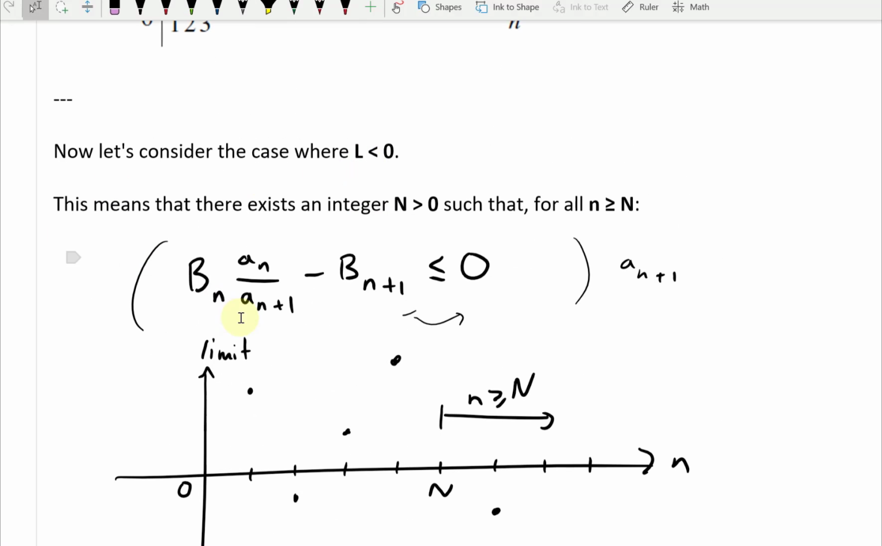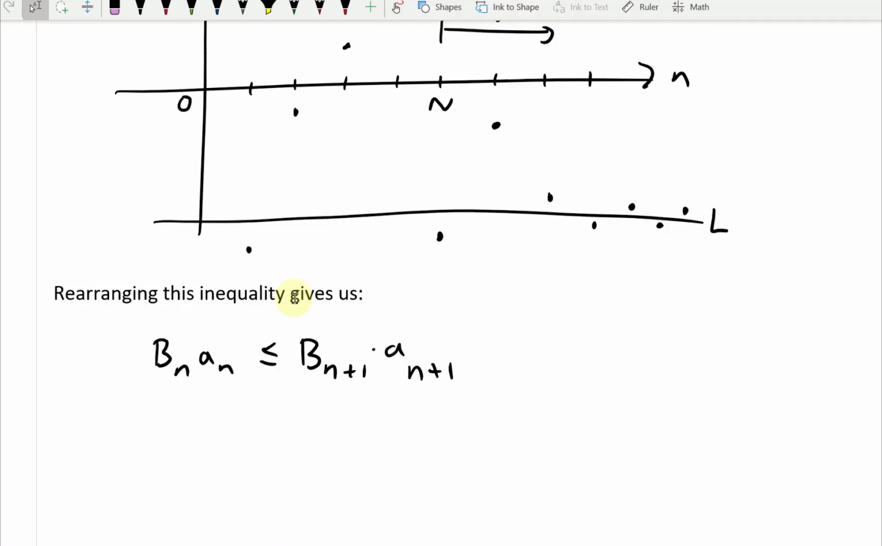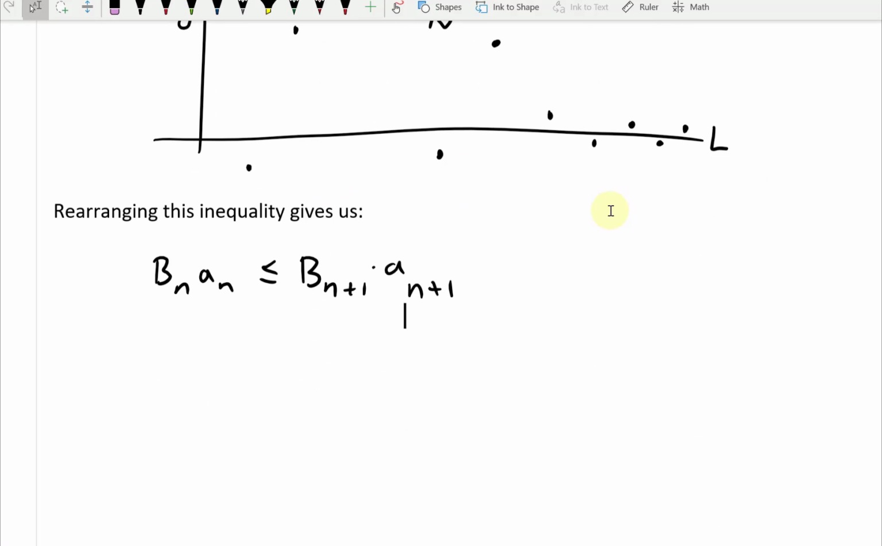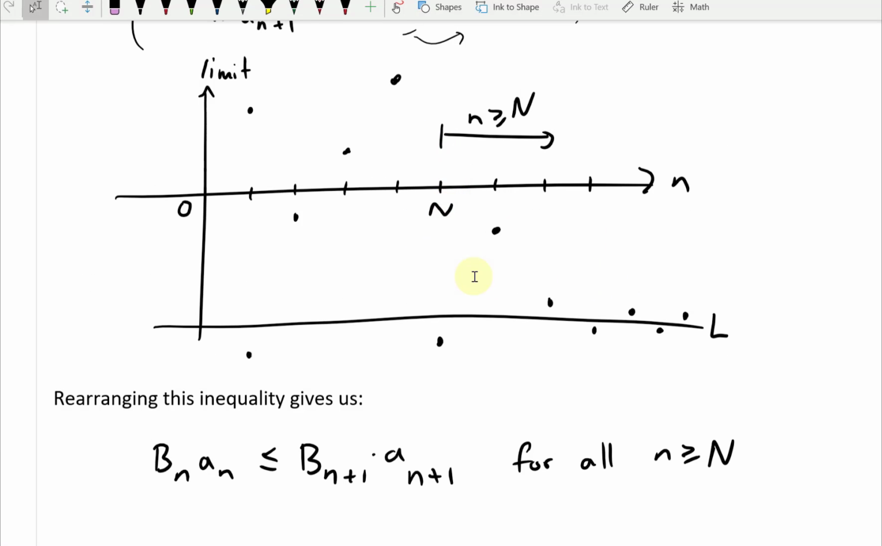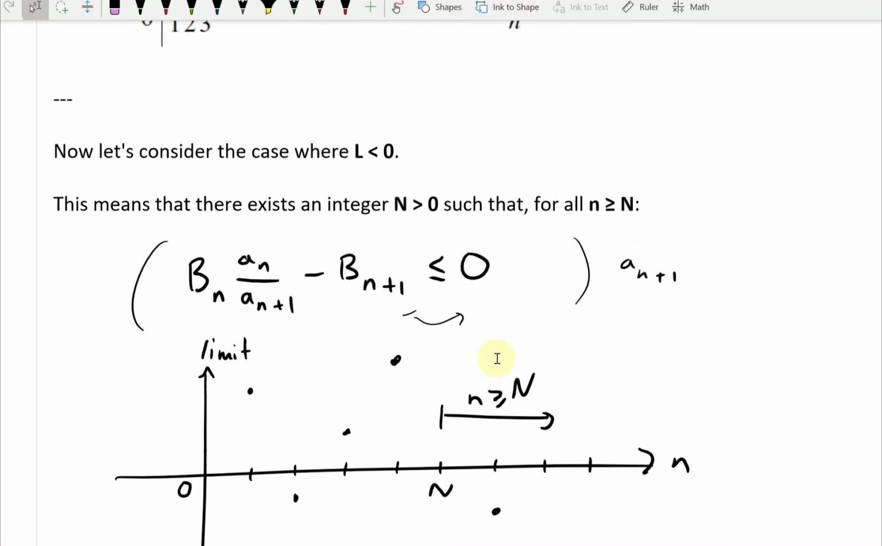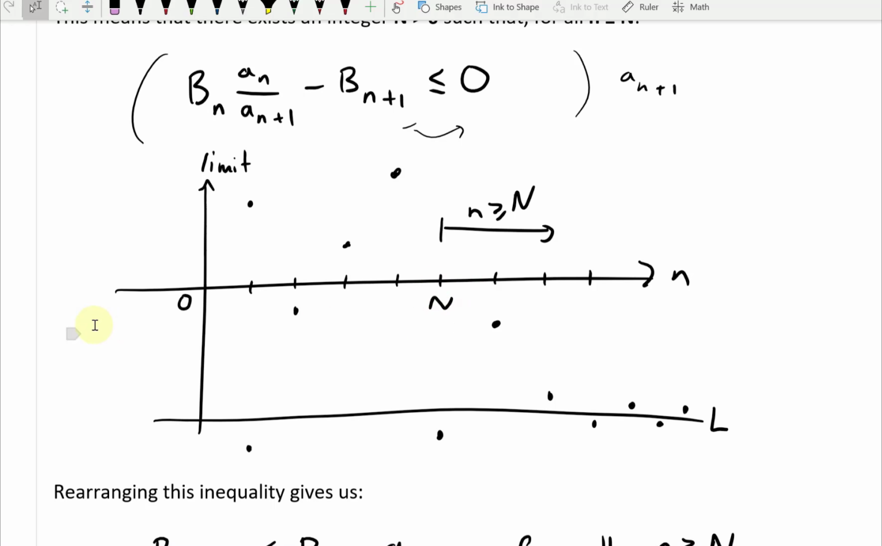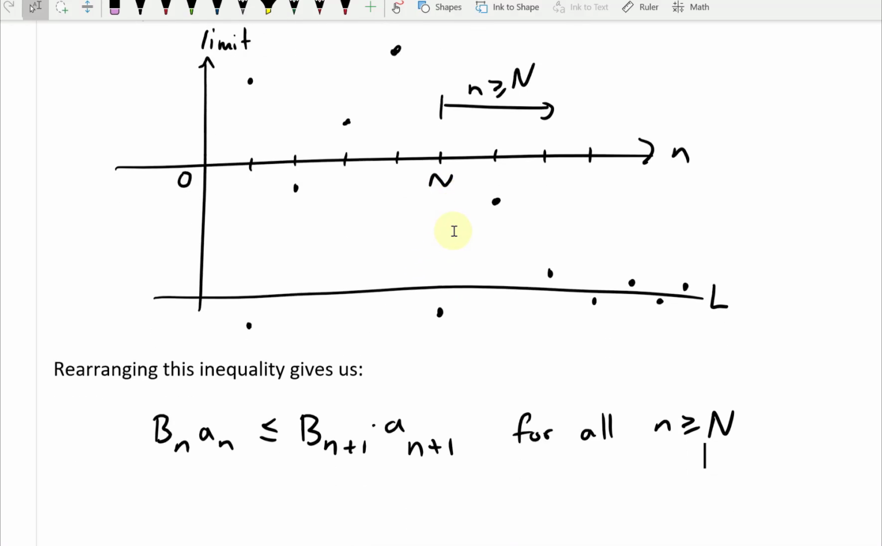Let's double check. Yes, that looks correct. Multiply this by this and move it over to that side, and we get this. This is again for all n greater than or equal to capital N. Because we're looking at the limit as it goes to infinity, and we know that this occurs, there is a specific number there. These terms are always going to be below 0 beyond capital N.